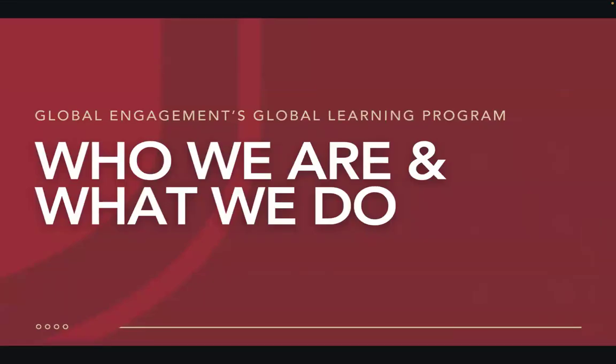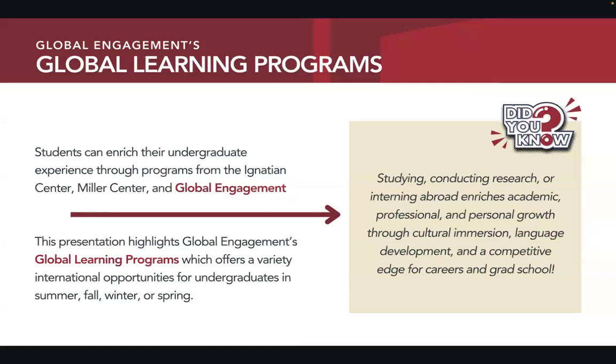Okay, so as I said, we are part of Global Engagement. Global Engagement is the main department on campus that oversees the big picture of global on campus at Santa Clara. There are lots of different ways students can enrich their undergraduate experience through global opportunities. Some of them can be found through our Ignatian Center, for example, in our immersion programs. But the majority of what we think about when it comes to international opportunities, whether that be for study abroad or internships, as we'll talk about on the next few screens, go through our office, so global engagement.